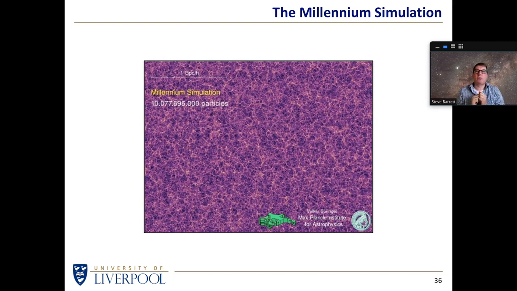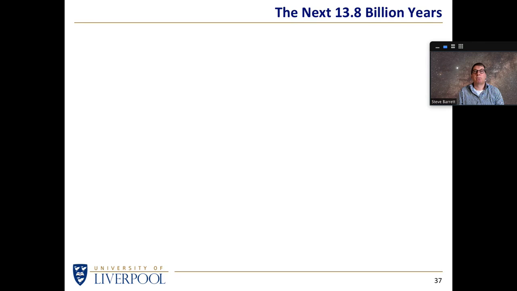Look in this direction, we see the same as if we look in that direction. On small scales, things look different, galaxies in different areas, but on large scale, the universe looks the same everywhere. What happens for the next 13.8 billion years from the early formation of the universe to where we are now?